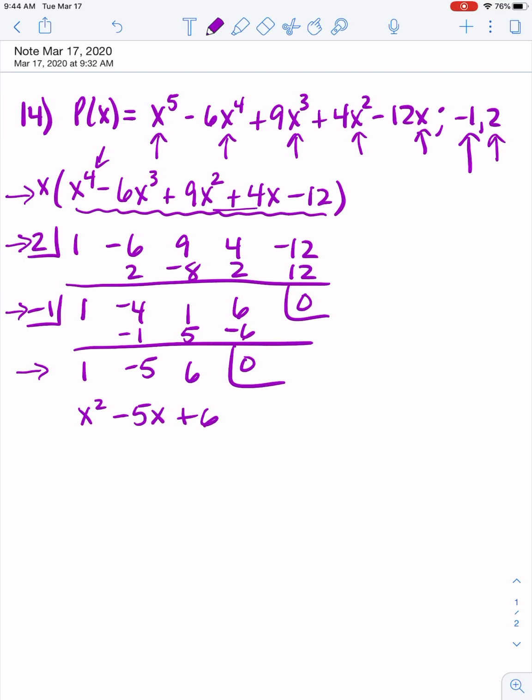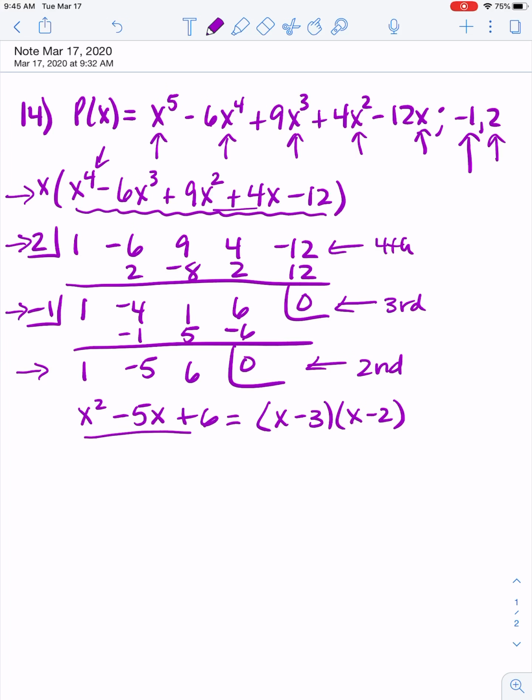So remember, this was a fourth degree here, right? Then I brought it down here to a third degree. And then I brought it down here to a second degree, which is a quadratic. So now this I can factor into x minus 3 and x minus 2, right? When I multiply those, I get x squared minus 5x plus 6.